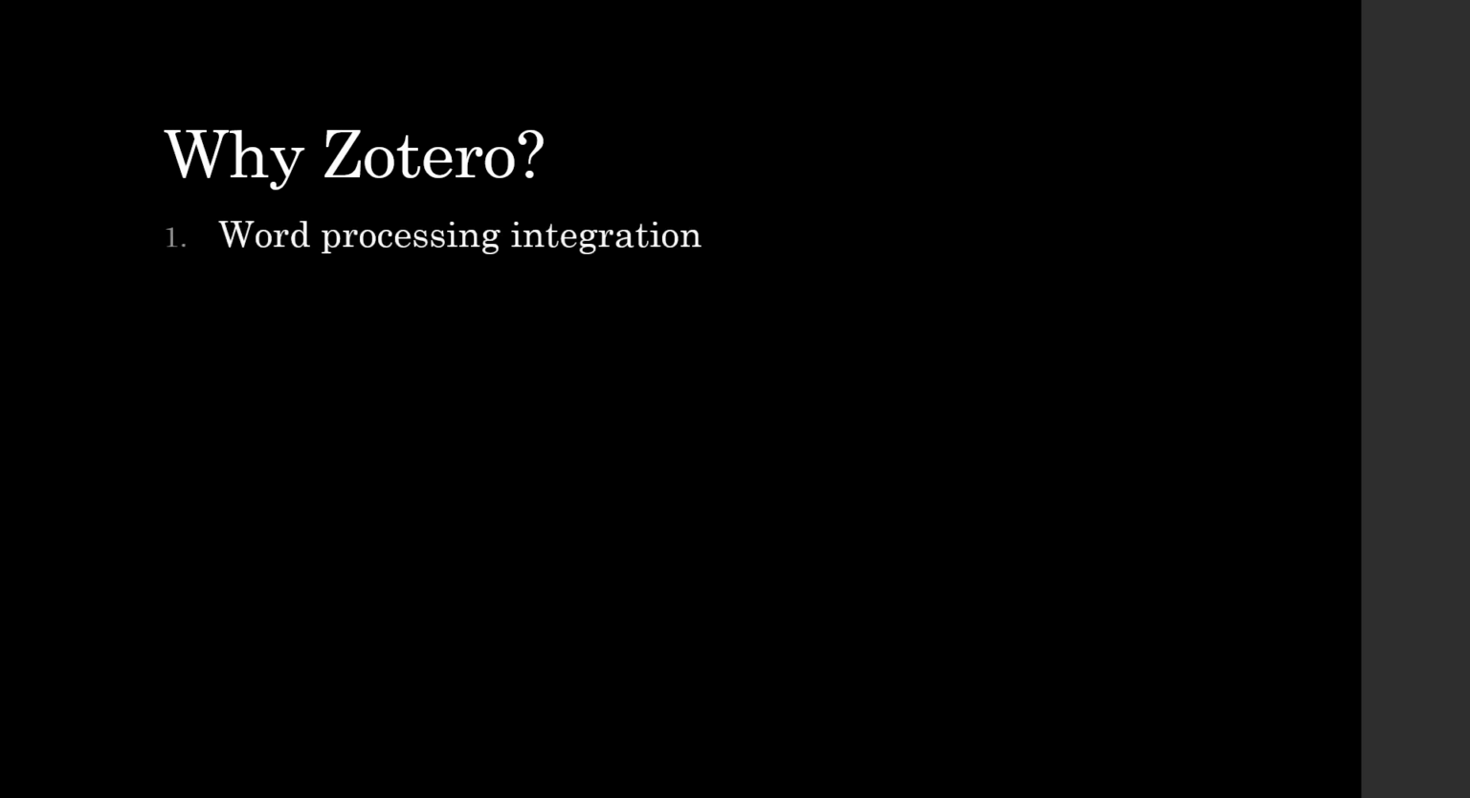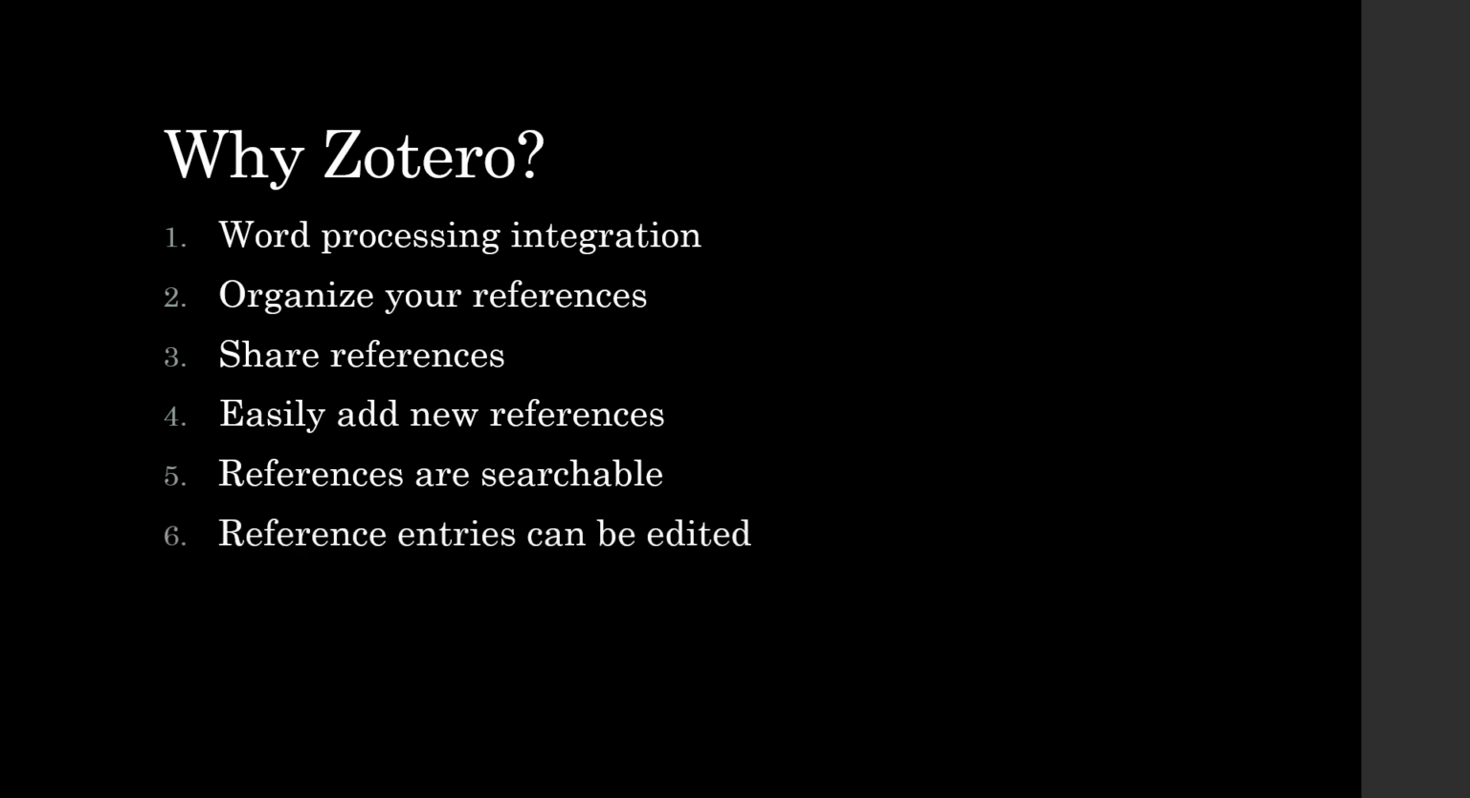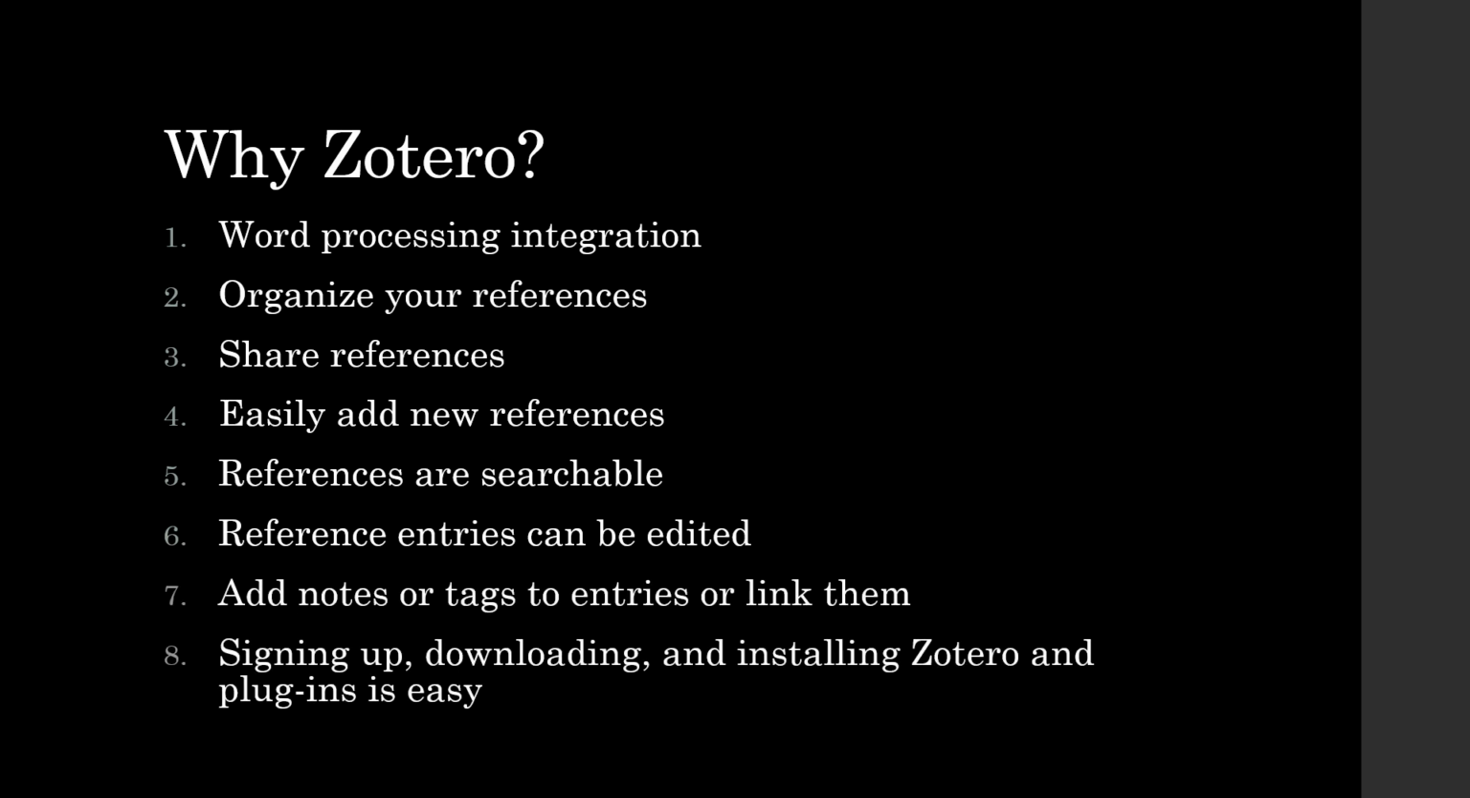Zotero has word processing integration, which allows you to easily add citations as you type. You can organize your references in Zotero so it's easier to find them. You can share references by collaborating in a group or exporting collections of references in a bibliography format. It's easy to add references to Zotero, especially with the browser plugin and the ID wizard. You can search for your references and edit any of the metadata for a reference. You can also add notes or tags to a reference and link them to related works. Finally, signing up and downloading and installing Zotero and the related plugins is very easy.